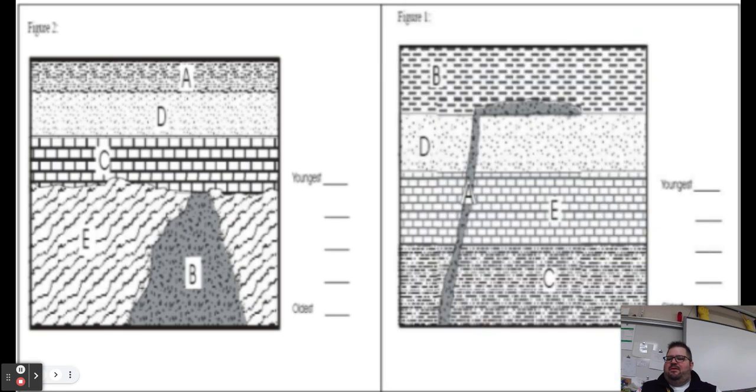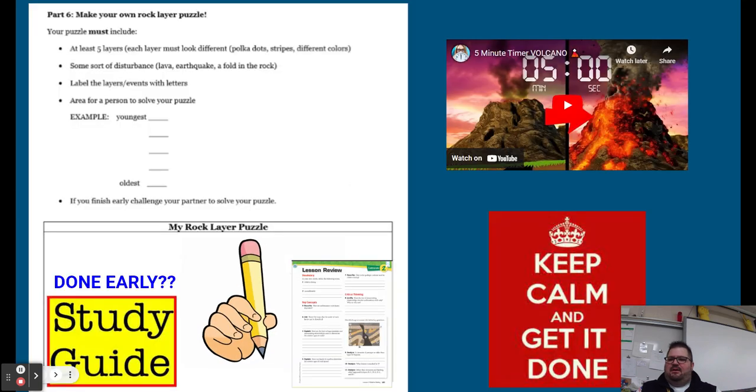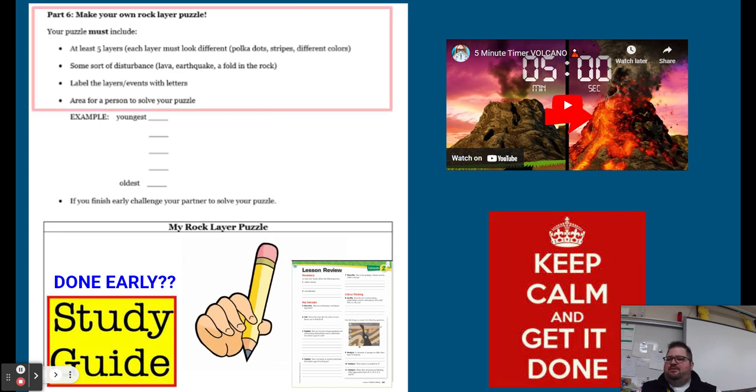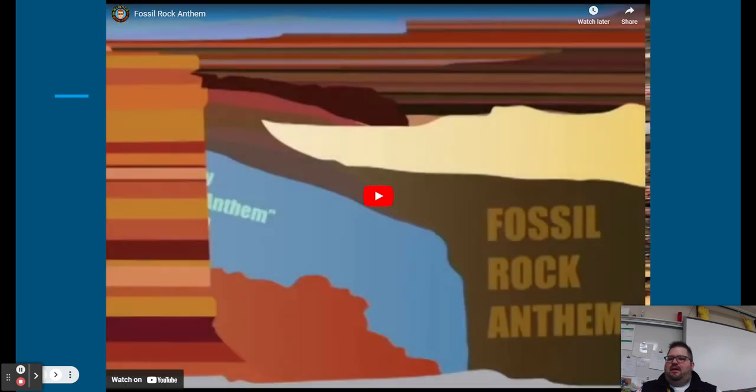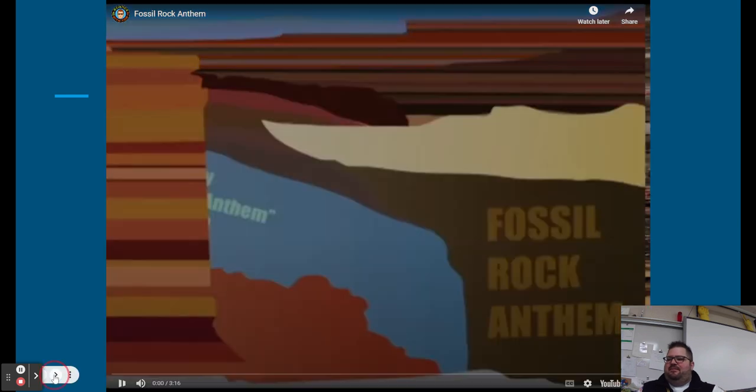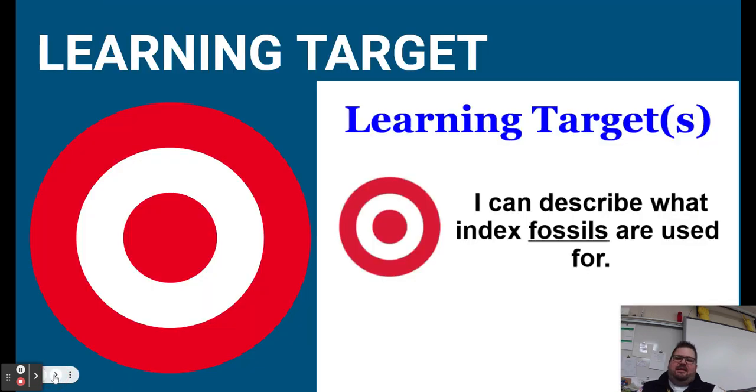We wrap things up with our packet. So we'll get our packet all done and finished up. Then 5 minutes to wrap up our picture. We'll do our homework check at this point, and work on your study guide. And then we have a review song, the Fossil Rock Anthem, that we'll take a look at. Then we will get into index fossils, and this is what we'll end the hour with.